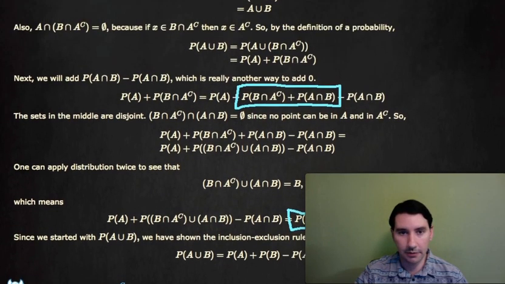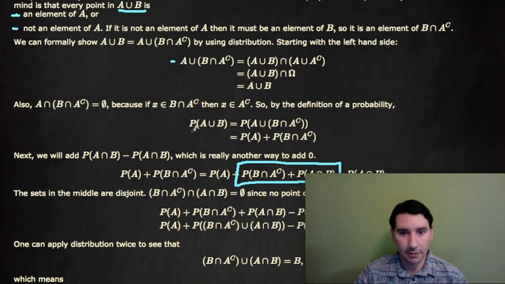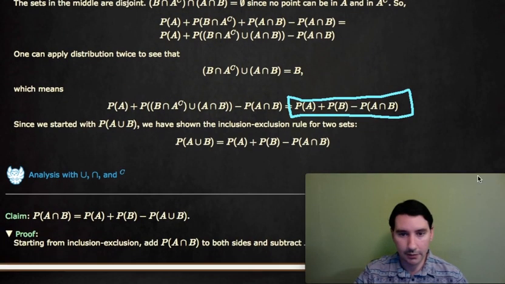And the term that we started with way at the top was P of A union B, whenever we started doing this computation. So this shows that P of A union B is equal to P of A plus P of B minus P of A intersect B.